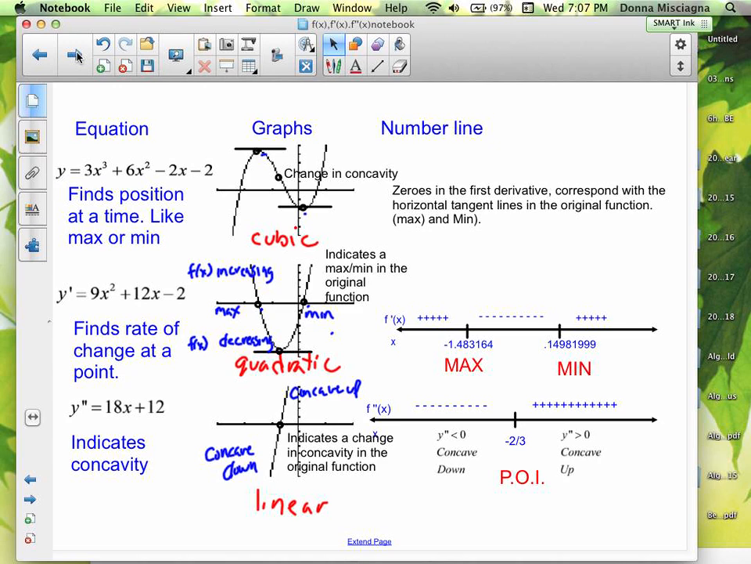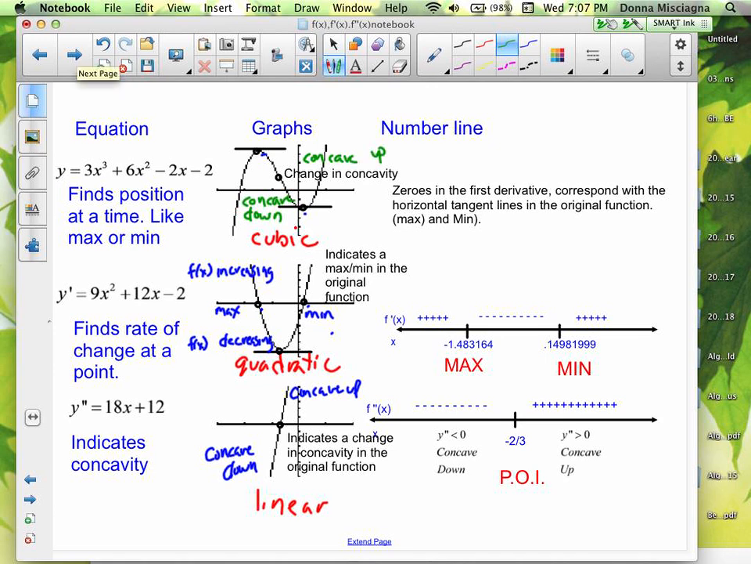We have a place where we have a change in concavity. The first part of the graph here is concave down, and this part here is concave up. So we change concavity just about at -1, a little bit less than -1, maybe negative 0.8.